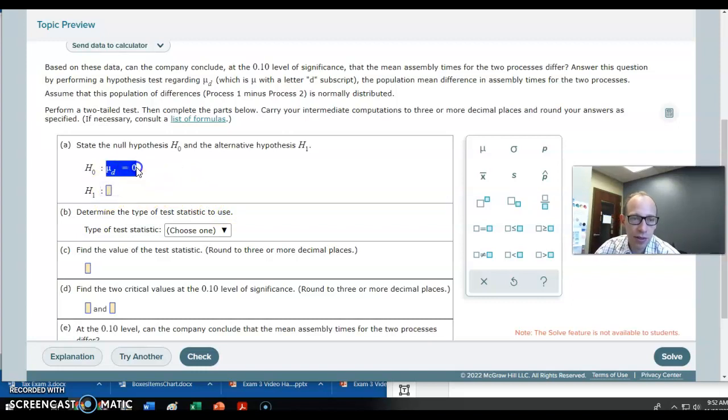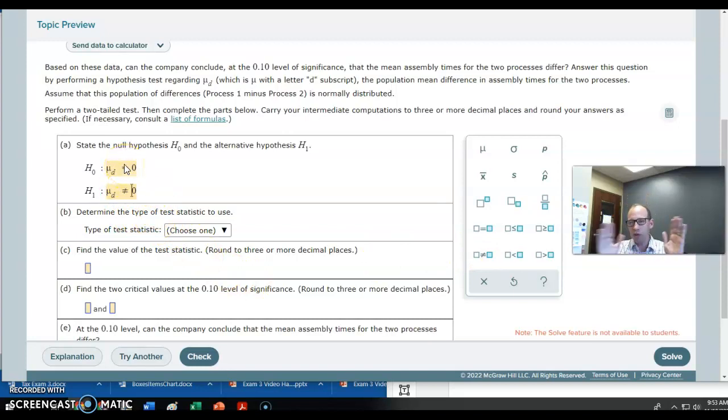The alternative would be, let's take a look. So we're not going to use that equal sign anymore. And the question is, can we conclude that the mean assembly times for the two processes differ? So it doesn't say in which direction, it just says differ in either direction. So we can use this not equals sign there. And this means we're doing a two-tailed test, by the way.